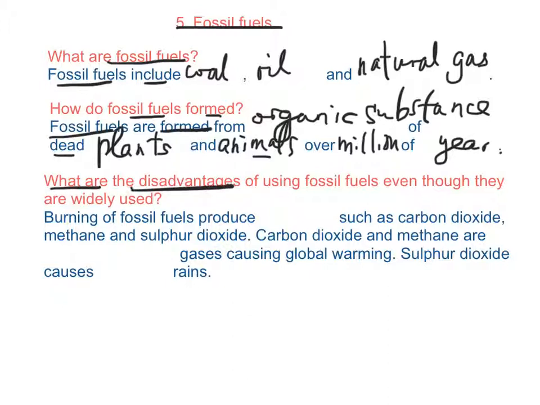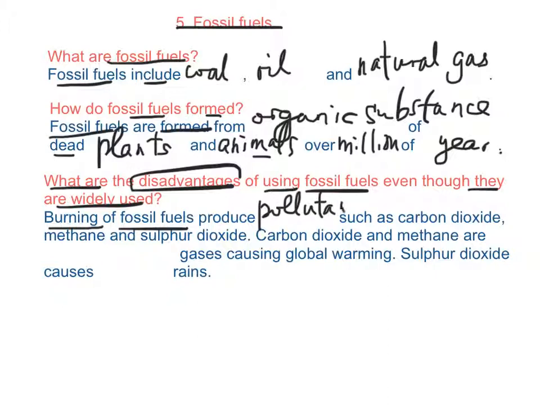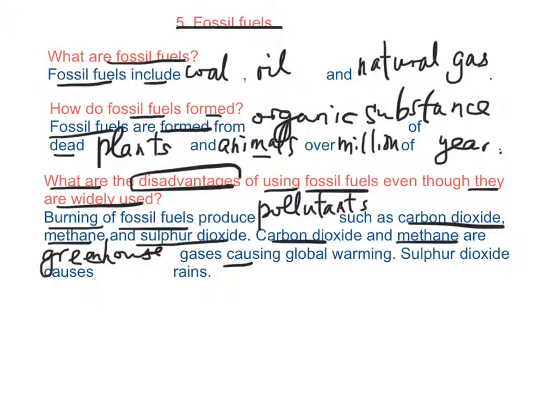What are the disadvantages of using fossil fuels, even though they are widely used? The burning of fossil fuels produces pollutants such as carbon dioxide, methane and sulfur dioxide. Carbon dioxide and methane are greenhouse gases, which will cause global warming, and sulfur dioxide will cause acid rain.